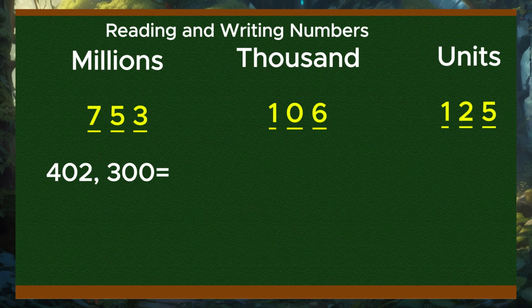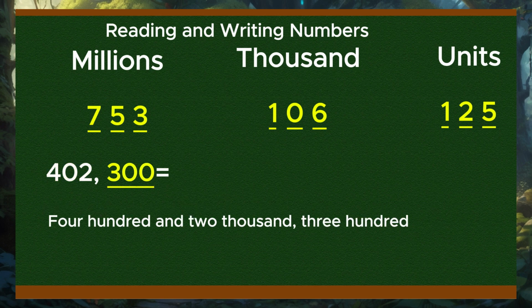Let's look at our next example. Can you find the answer on your own? Excellent job. Let's look at it. 1, 2, 3, comma. 1, 2, 3. This section is thousand. Let us call this 3-digit number. It is 402,000, then 300. The answer is 402,300.